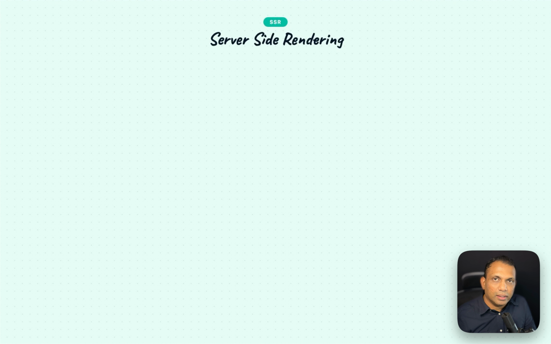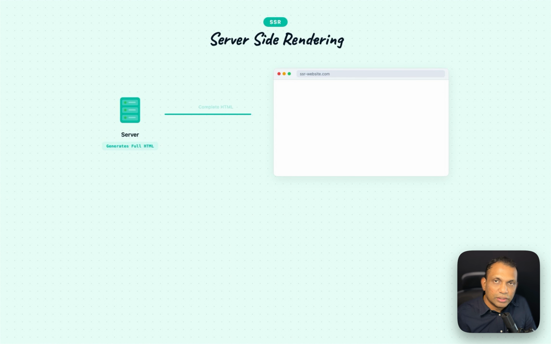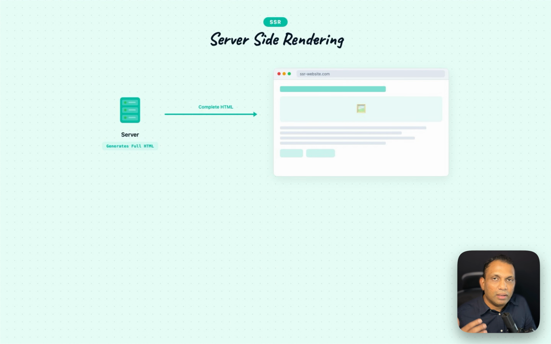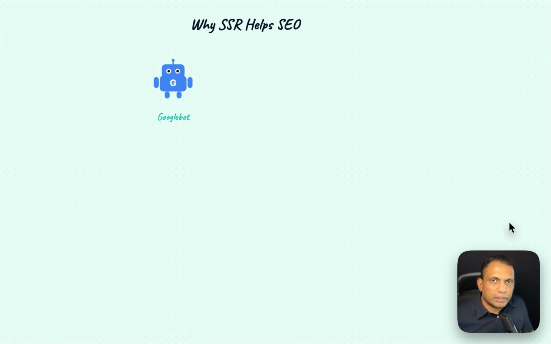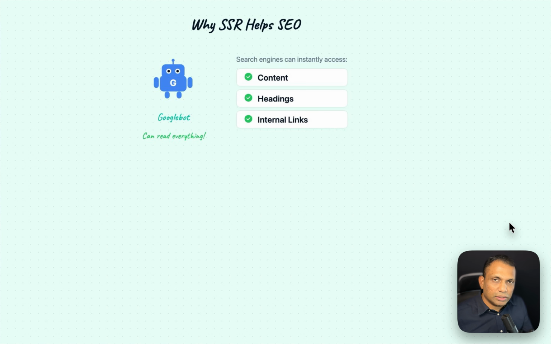With server-side rendering, the server prepares the content and sends it to both the search engine and the user. So they will see the content immediately without waiting for the JavaScript file to load. This is why server-side rendering is better for SEO. Search engines can instantly access the content, your headings, your content structure, your internal links, your structured data. Search engines can immediately access this content without waiting for JavaScript files to execute.